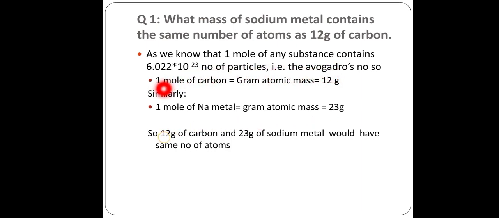So if in 1 mole of carbon the atomic mass is 12 gram, similarly, 1 mole of sodium metal has the atomic mass of 23 grams. So we can say that 12 gram of carbon and 23 gram of sodium metal would have the same number of atoms. I hope this is clear to you.